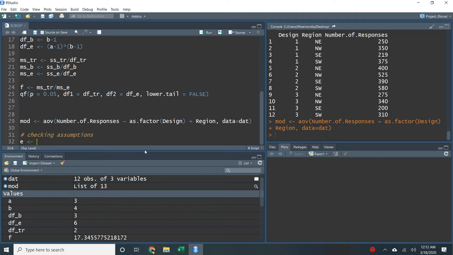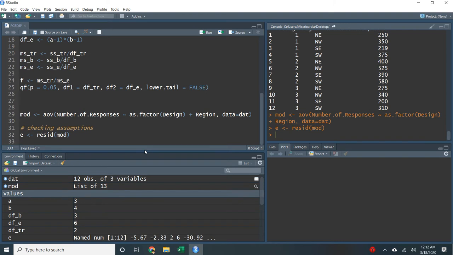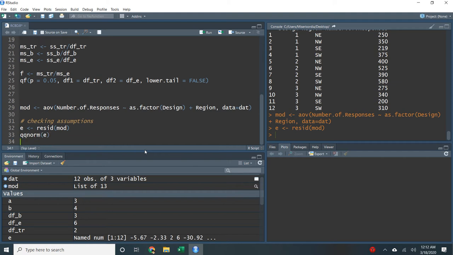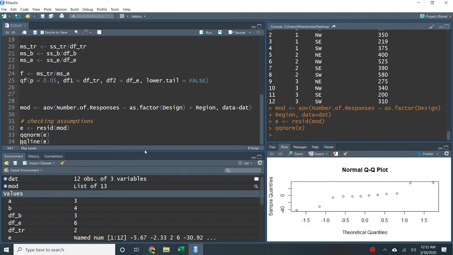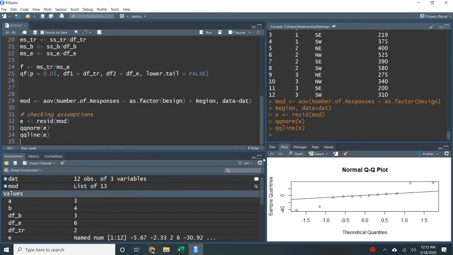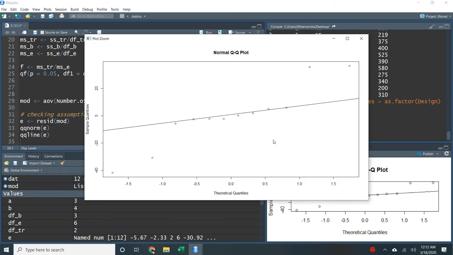So let's make our residual term. So we can just look at the residuals of the model. And that gives me my error. So I'm going to do first normality. So QQ norm and then QQ line. So looking at the normality plot and the line. This normality plot doesn't look particularly great, honestly. I'm pretty concerned about these couple outliers on the top and bottom.